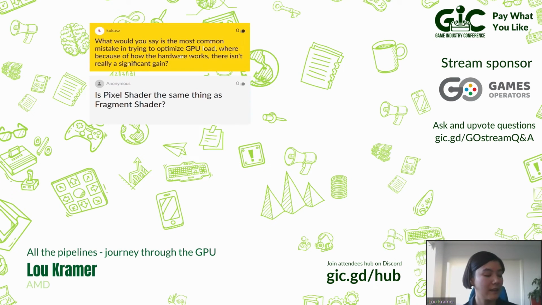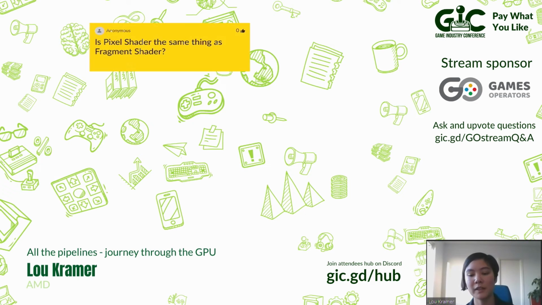Is pixel shader the same thing as fragment shader? Yes, it's the same thing. Pixel shaders is the term usually used with DirectX 11 and DirectX 12, and when you are on OpenGL and Vulkan, you usually deal with fragment shaders, but they're exactly the same.